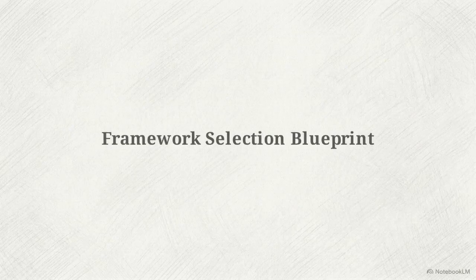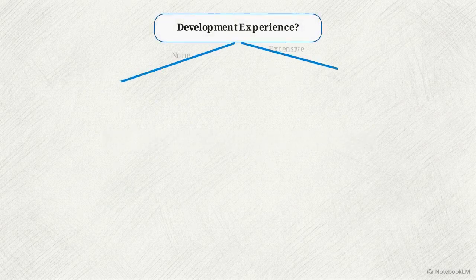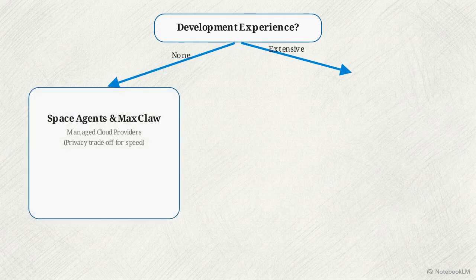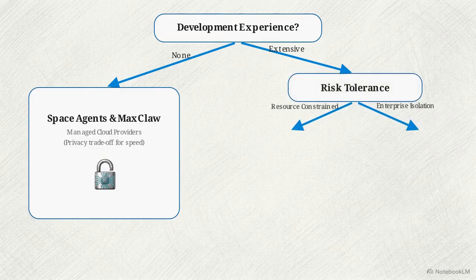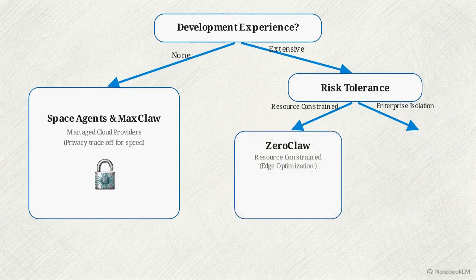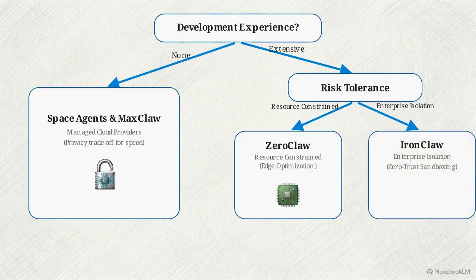We can map out the correct framework based strictly on your technical constraints, starting with one simple question: do you know how to code? If you are non-technical or simply don't have the time to manage servers, your answer is Space Agents or MaxClaw. You trade data privacy for speed, but you solve your automation problem today for free. If you do have engineering resources, you split into two camps based on your risk tolerance. If you need bare metal cost savings at the edge, pick ZeroClaw. If you are handling sensitive enterprise data and need isolation, you deploy IronClaw.